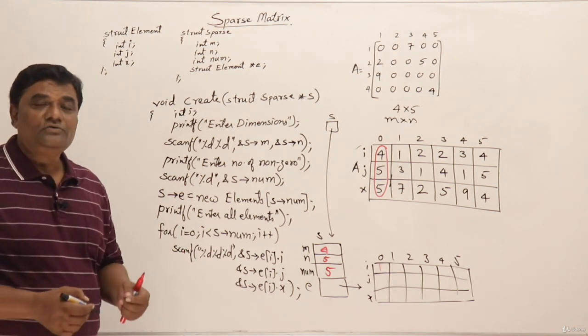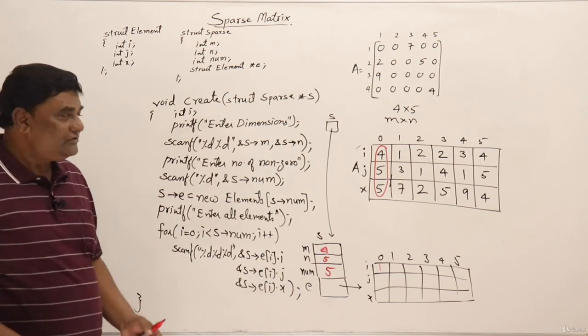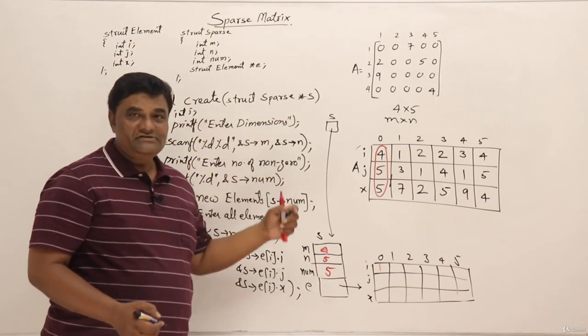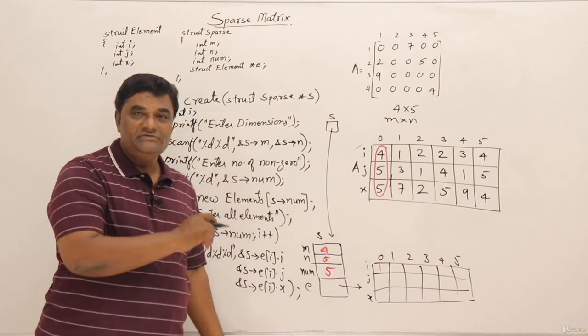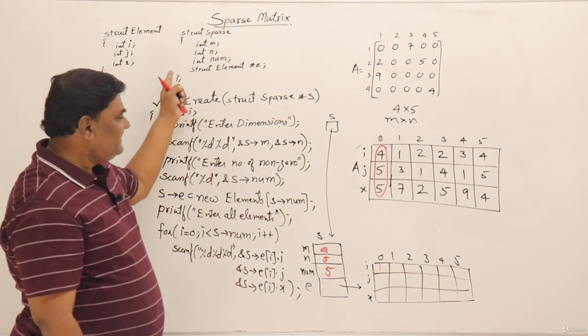Next we will see how to add two sparse matrices. For that, I'll write the function, the code for adding two sparse matrices using the same representation.